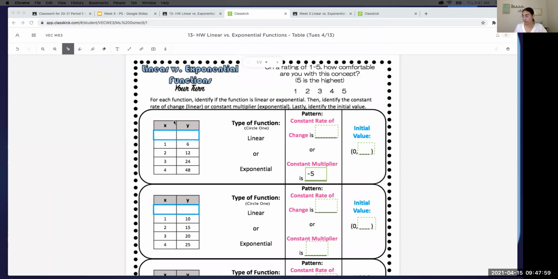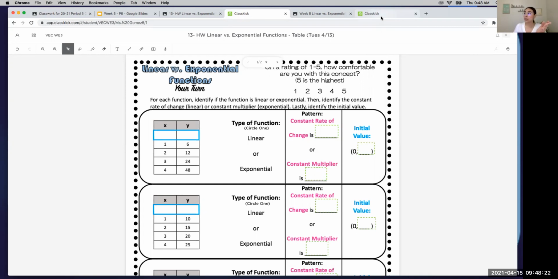All right, so let's take a look at this here. How do we complete this homework? Well, you're supposed to identify if this is linear or exponential. You want to circle 1. Then once you know if it's linear or exponential, tell me what the rate of change or the multiplier is, and then find the initial value.